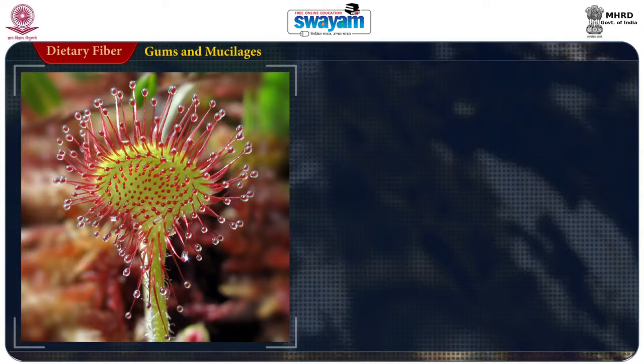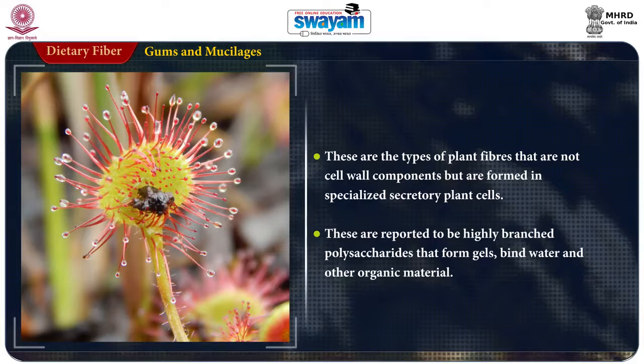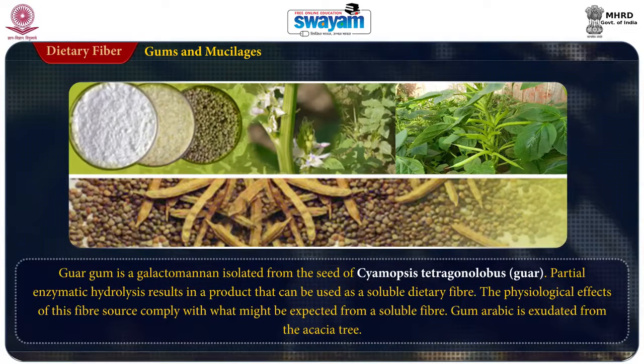Let us now learn about gums and mucilages. These are types of plant fibers that are not cell wall components but are formed in specialized secretory plant cells. They are reported to be highly branched polysaccharides that form gels, and bind water and other organic material. Guar gum is isolated from the seeds of guar. Partial enzymatic hydrolysis results in a product that can be used as a soluble dietary fiber. The physiological effects of this fiber source are what might be expected from a soluble fiber. Gum arabic is exuded from Acacia trees.